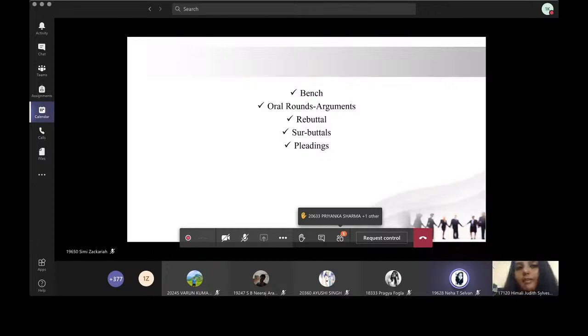So rebuttals and sur-rebuttals in a moot court, I will explain it to you. What does happen is there are two sides. There's one side which is usually the plaintiff or the petitioner, and there's a defendant or the respondent. So the plaintiff or the petitioner is allowed to make a statement which is not in the form of a question, but in a way that contradicts the other party and brings out their argument.